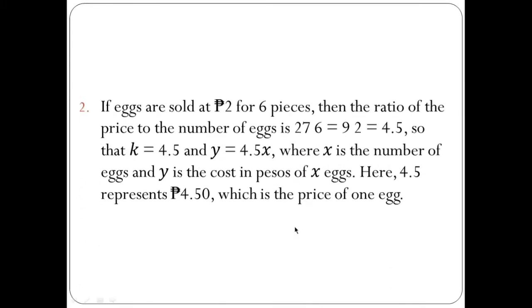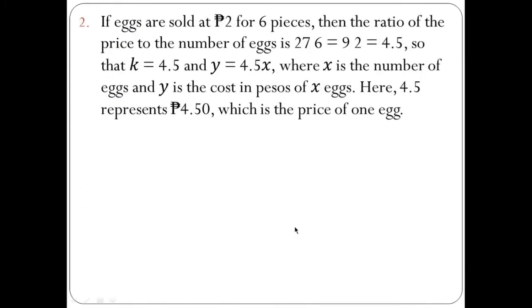Let's proceed to the second example. If eggs are sold at 27 pesos for 6 pieces, then the ratio of the price to the number of eggs is 27 over 6. Please correct that, it is 27 over 6, not 200. 27 over 6 equals 9 over 2, which is 4.5. So k equals 4.5 and y equals 4.5x.